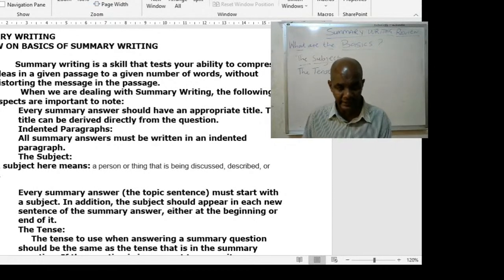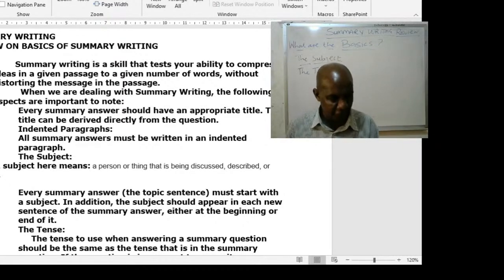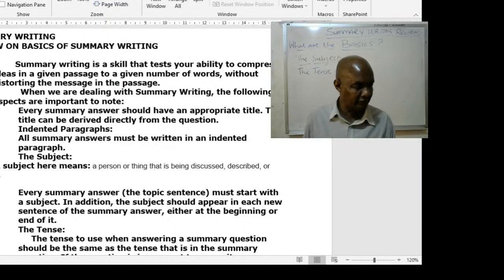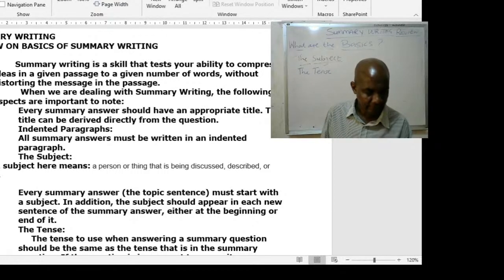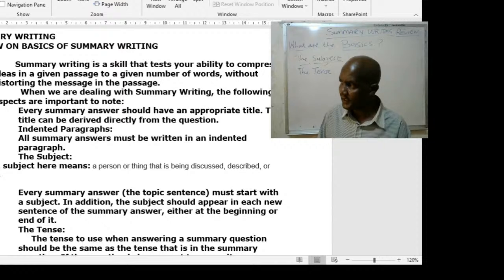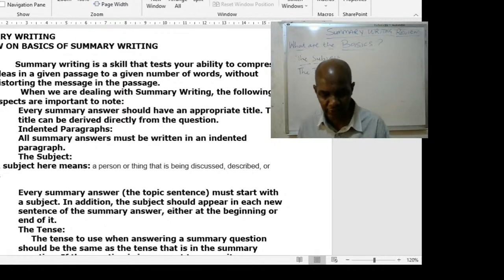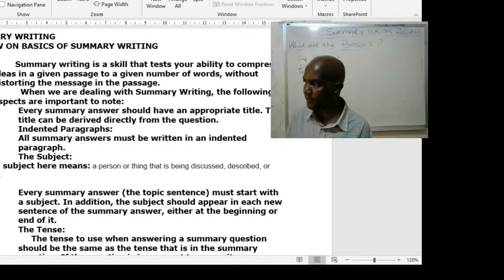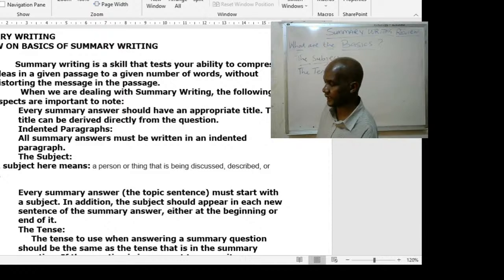Is it the present tense? Is it the past tense? Is the question set in the future tense? Is it set in the past perfect tense? So whichever tense the question is set is the same tense that we expect you to use in your answer. I hope I've made myself clear on that.